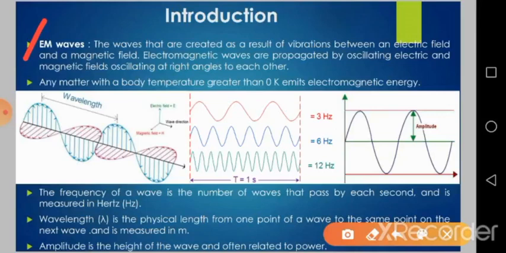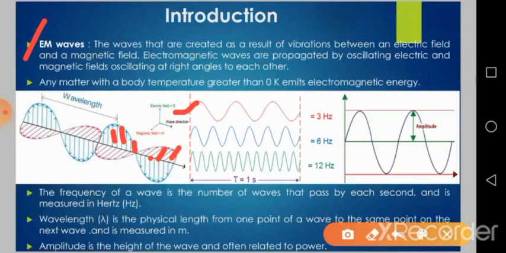They consist of oscillations, as you can observe in the diagram. These oscillations are created by the electric and magnetic field, and these oscillations are mutually perpendicular to each other. So this is the basic introduction regarding electromagnetic waves.